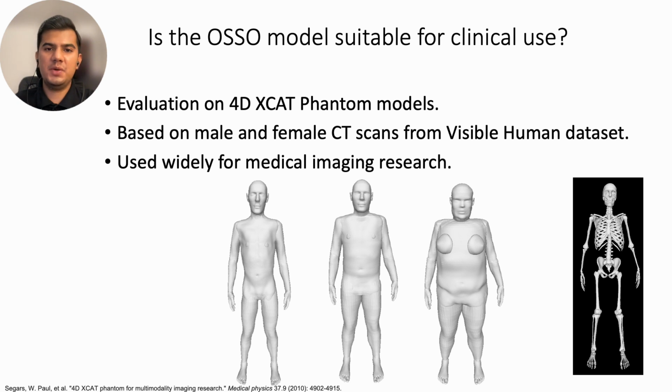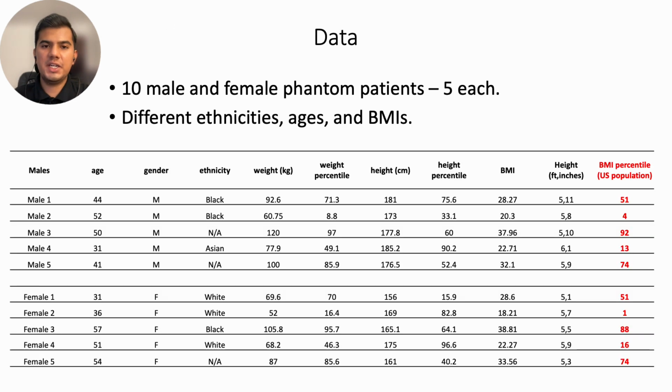To answer this, I evaluated the model against the 4D extended cardiac torso phantom model, also known as the 4D XCAT phantom model, which was learned from CT scans of male and female anatomies and is widely used for medical imaging research and treatment planning. For this study, I generated 10 male and female phantom patients of different ethnicities, ages, and BMIs. You can see the patient details in the following table.